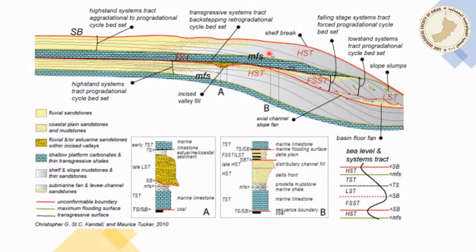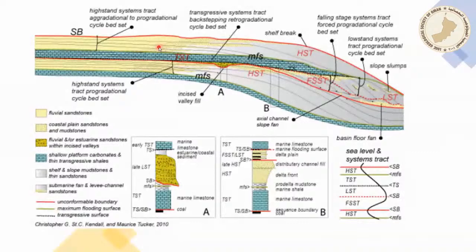If we take a modern analog, you can say that now we have the wadis in, for example, Wadi al-Khawd, and if you go to the beach, you will have the deposition of the beach. It's a different environment, but you're linking them together in order to understand the sequence stratigraphy. So it's the same, it was deposited in the same sequence.